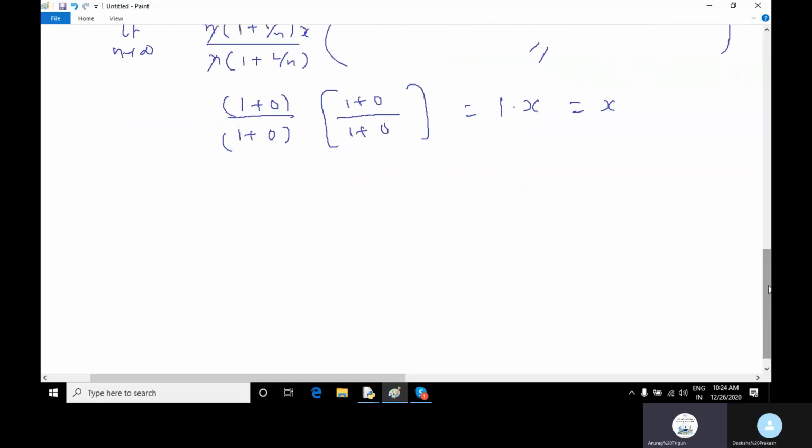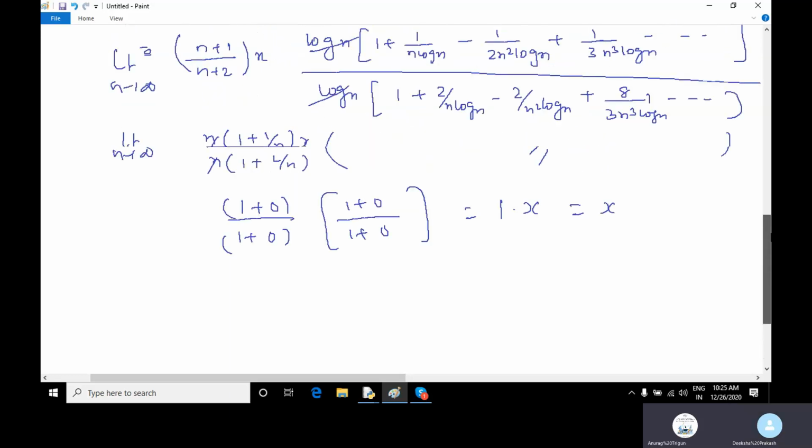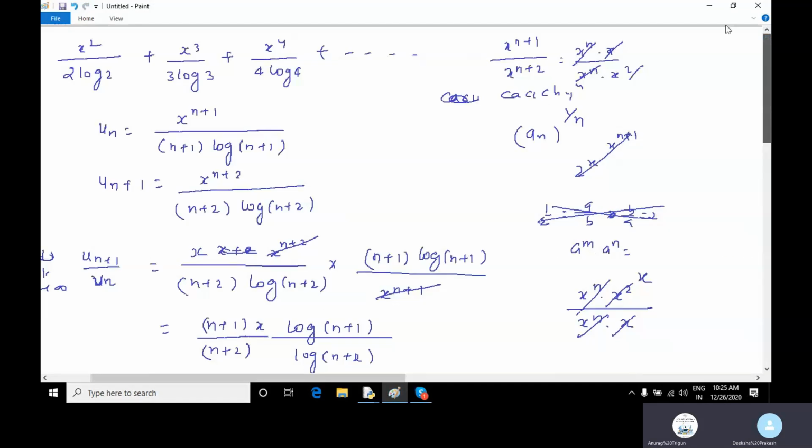We are doing D'Alembert here, right? The D'Alembert statement is that this value should come as L. If L is 1, then the test fails. Is this failed? No, I'll tell you. We didn't get one, we took x. So here x we don't know. Why do we take it as x? Because the question had x there, not a numeric value. Square was not there.